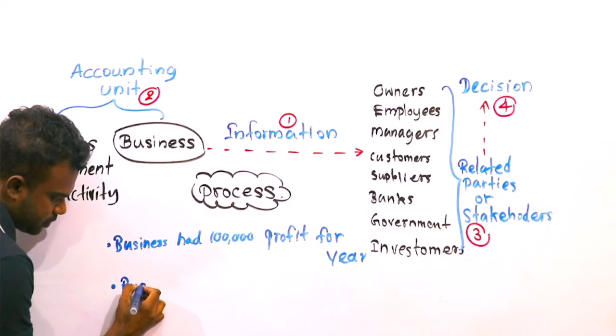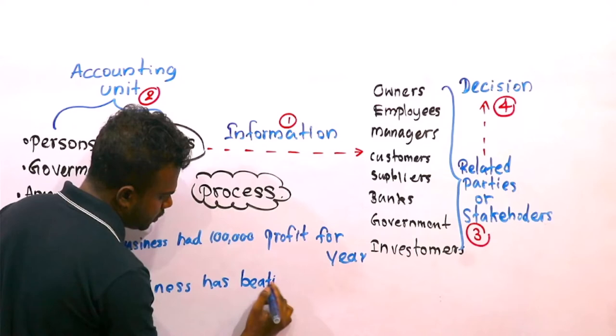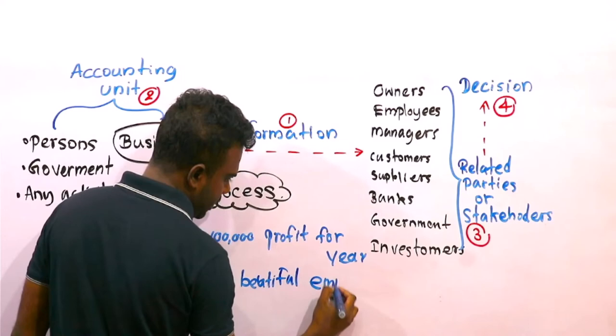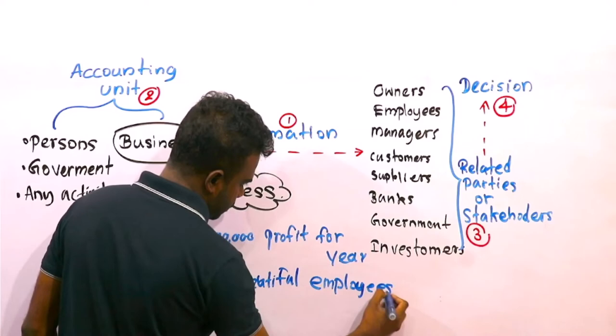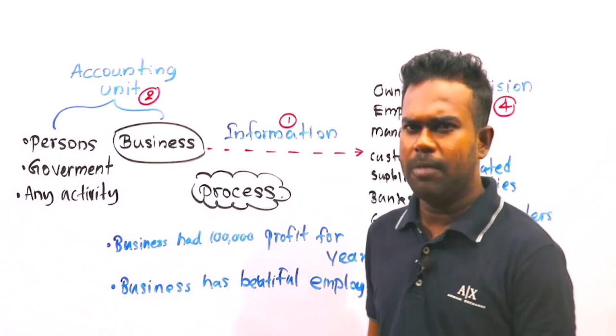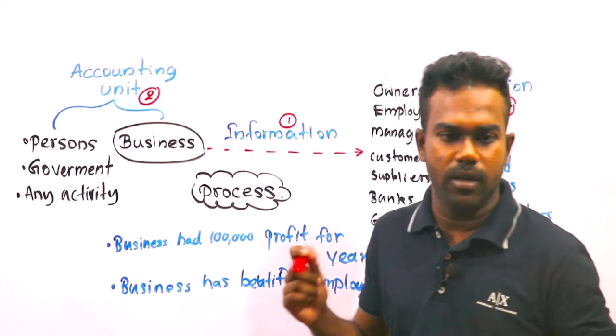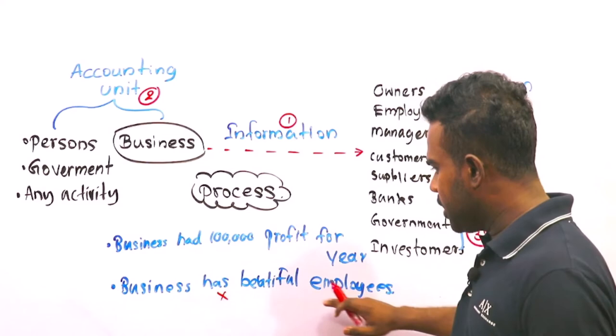Business has beautiful employees. Look at these two examples of information, right? Can you identify which one can be measured in money value? Beautiful employees can be measured in money value? Business has actually 100,000 beautiful employees. Can we say that? No, we can't measure it in money value like that. Business has beautiful employees, doesn't matter, we can't measure it in money.